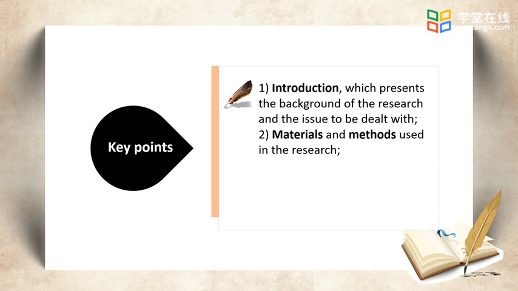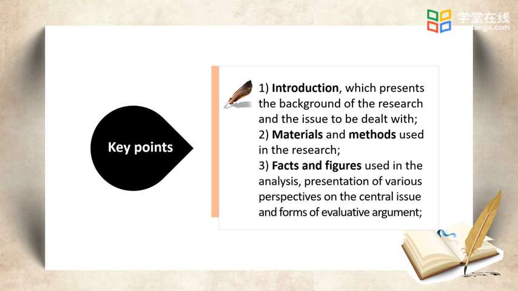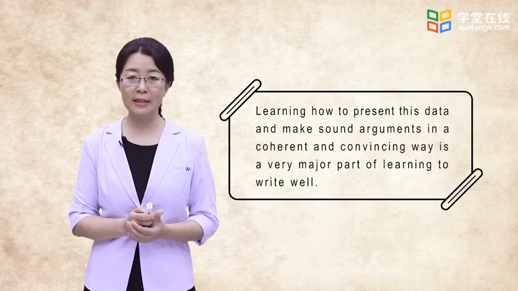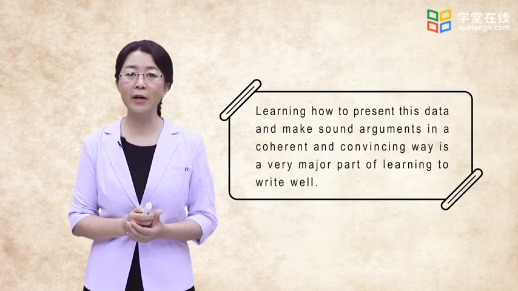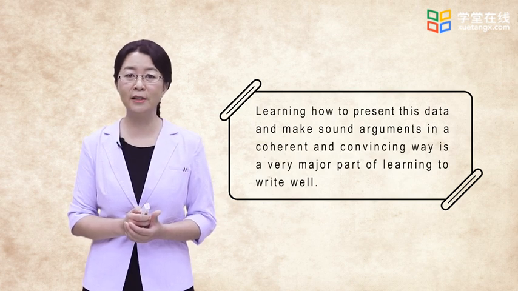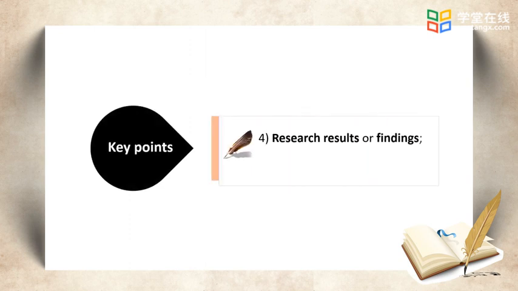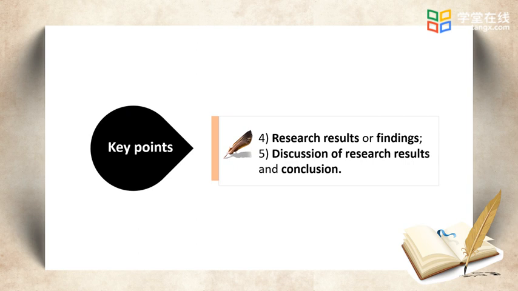Number 3. Facts and figures used in the analysis, presentation of various perspectives on the central issue, and forms of evaluative argument. Learning how to present this data and make sound arguments in a coherent and convincing way is a very major part of learning to write well. Number 4. Research results or findings. Number 5. Discussion of research results and conclusion.